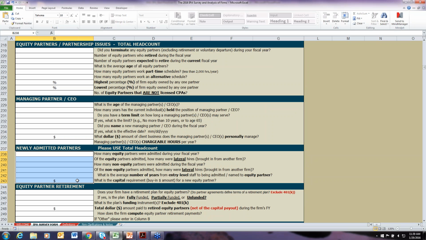This next section touches on newly admitted partners. This section addresses both equity and non-equity partners, so be sure to read the question carefully to see which is being addressed. We're looking for a head count here, not full-time equivalent, and it'll say so in row 237. Please use total head count. Please report only those people who were admitted during your fiscal year that you're reporting on.